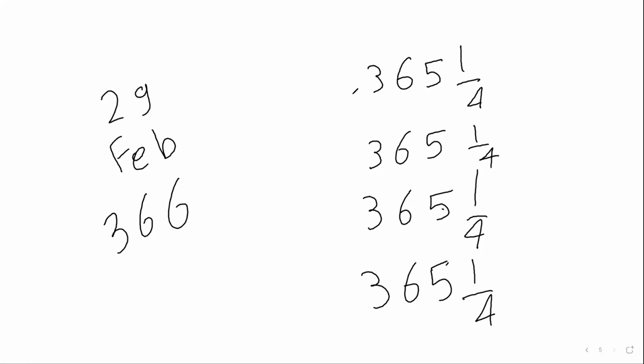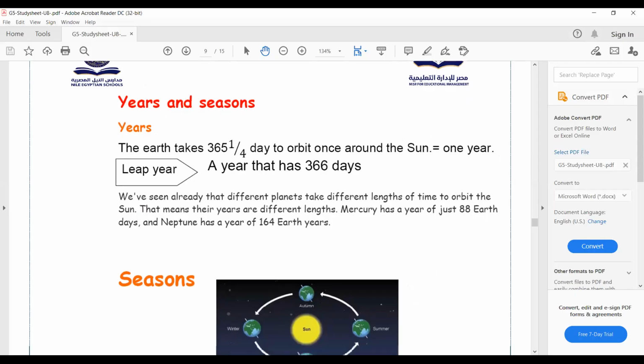The year is 365 days, but we add these quarters together to make one day in each 4 years, which is the 29th of February, to make 366. The year contains 366 days in the leap year. Of course, you know that from the previous years.